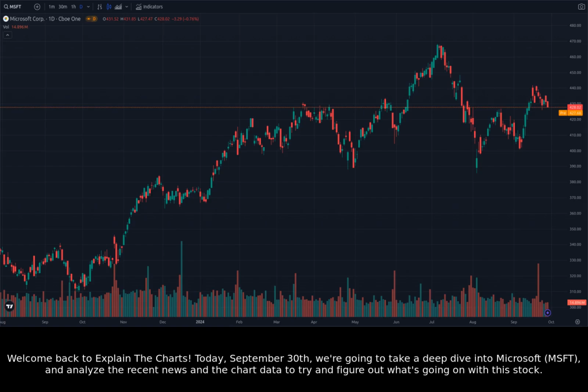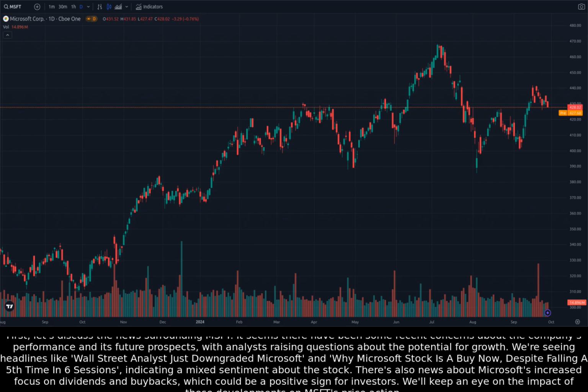Today, September 30th, we're going to take a deep dive into Microsoft, MSFT, and analyze the recent news and the chart data to try and figure out what's going on with the stock. First, let's discuss the news surrounding Microsoft. It seems there have been some recent concerns about the company's performance and its future prospects, with analysts raising questions about the potential for growth.